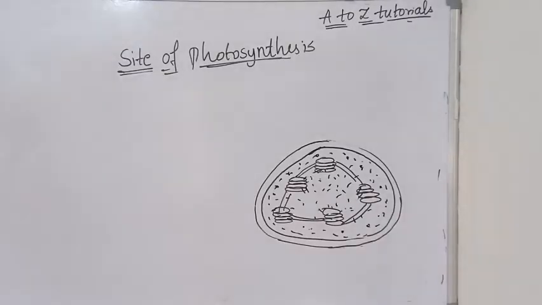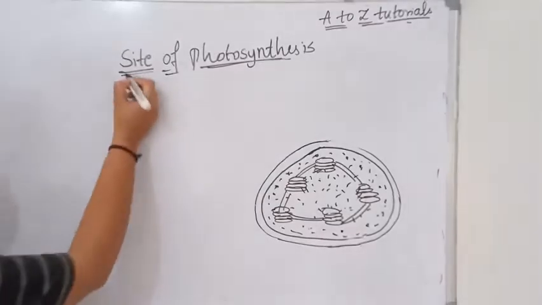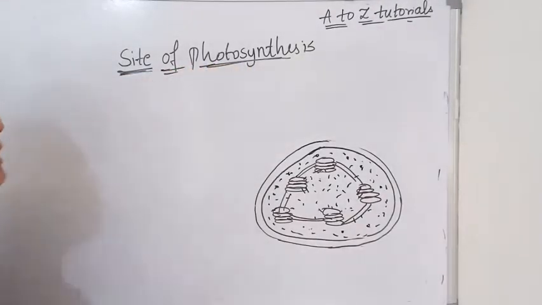Today we are going to learn about the site of photosynthesis. We all know that the site of photosynthesis is the green part of the plants. Okay, the green part of the plants helps in photosynthesis. Let us take a leaf, the structure of a leaf.